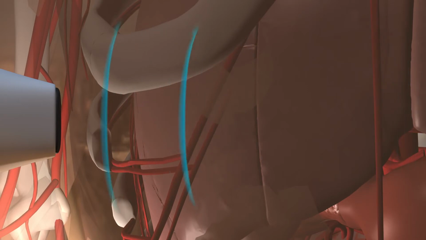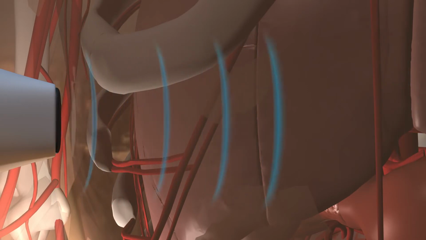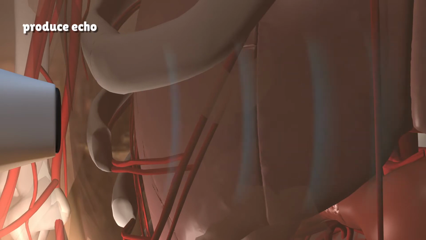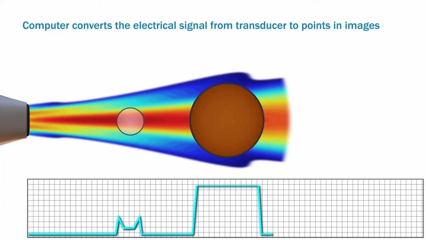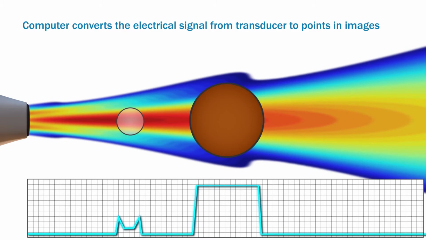As the waves encounter tissues with different characteristics and densities, they produce echoes that reflect back to the piezoelectric crystal. This happens more than 1,000 times a second. Returning echoes are converted to electric signals by using piezoelectric effect, which a computer converts into points of brightness on the image, corresponding to the anatomic position and the strength of the reflecting echoes.